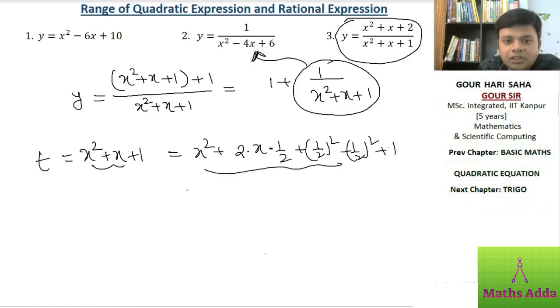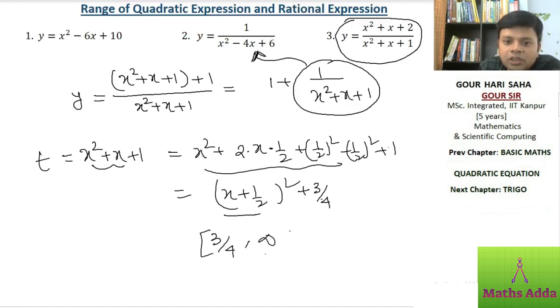These 3 terms, what is it? It is (x plus 1 by 2) whole square, and these 2 terms together give plus 3 by 4. So what is the range for t? When it's 0, it is 3 by 4. So 3 by 4 till infinity. 3 by 4 closed, infinity open.